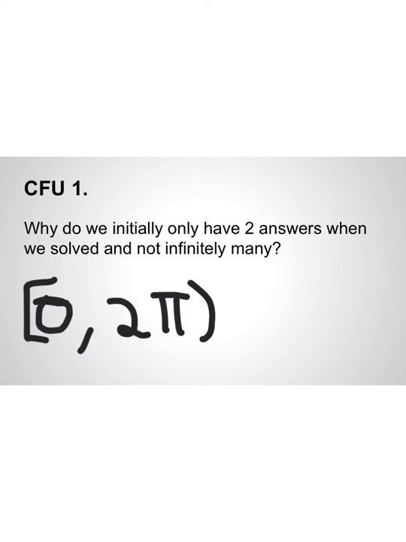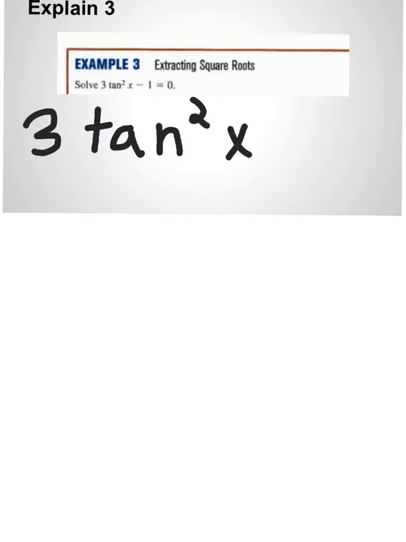Okay, let's go ahead and do our final example. We're going to solve 3 tangent squared x minus 1 is equal to 0. Let's go ahead and write that down. As we write it down, first notice that this is our first example that's not linear. We actually have a quadratic here. But we're still going to use inverse properties to solve.